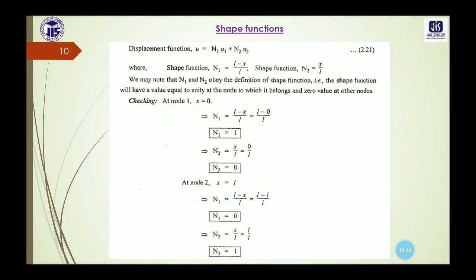And in the case of this bar element, for its nodes 1 and 2, we have considered x equals 0 and x equals L at node 1 and node 2.